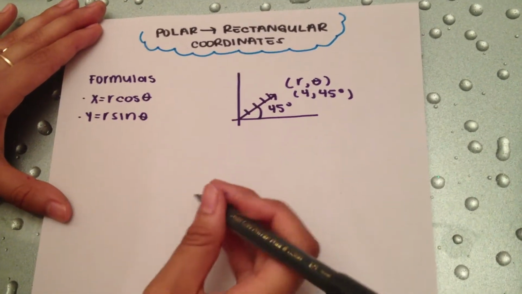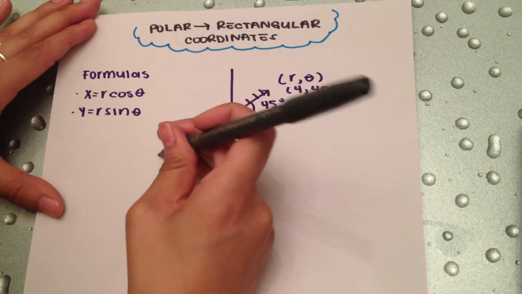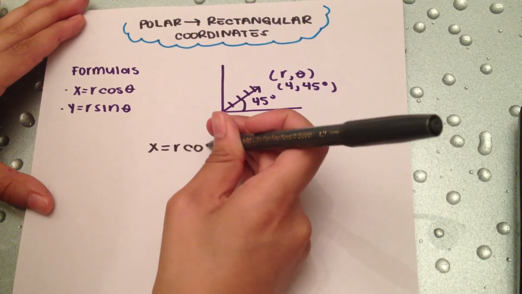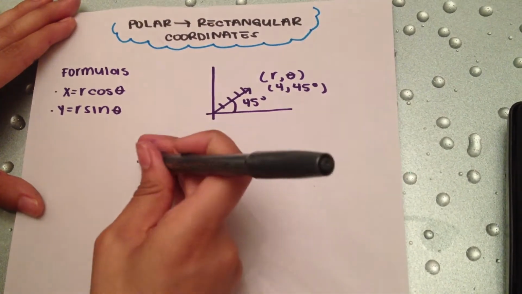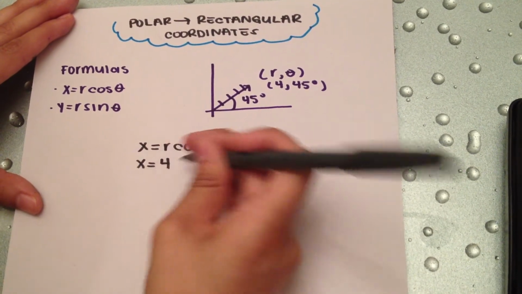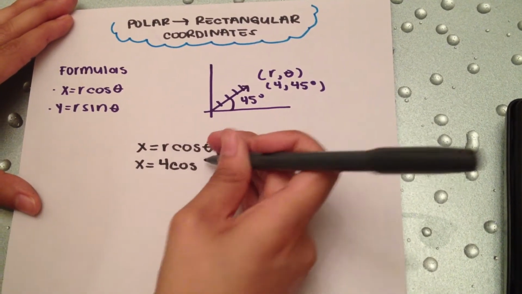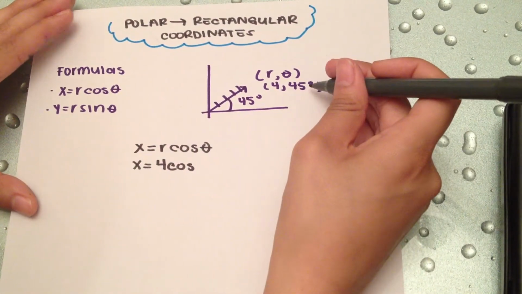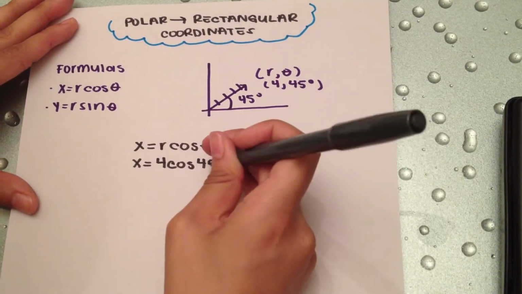Well, it's simple. To find the x value, we just plug into our equation, x equals r cosine theta. Since we're given that r is equal to 4, we plug it into the equation. And since we're given that theta is equal to 45 degrees, we plug it in too.